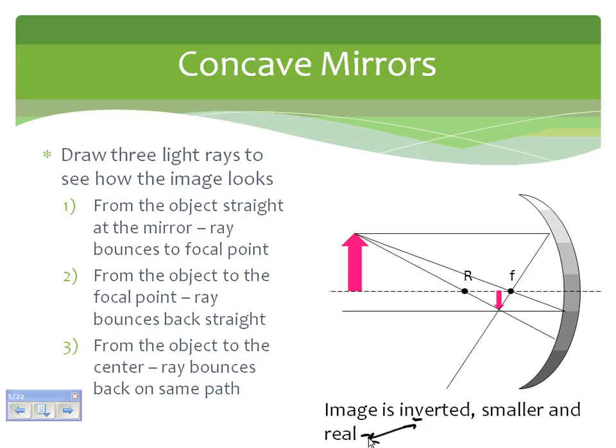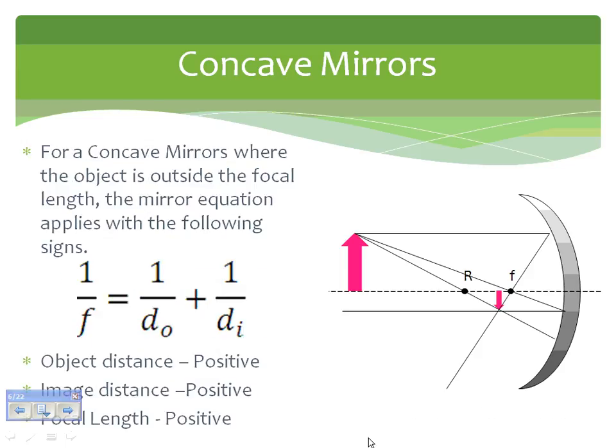Okay. Now there's some scenarios that we can go through. What happens if... sorry, one second. Notice that the image happens to be on the same side as the object. The focal length happens to be on the same side as the object. So we say that object distance is always positive, therefore the other two are going to be positive as well.